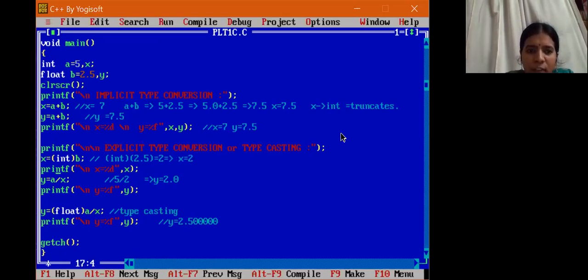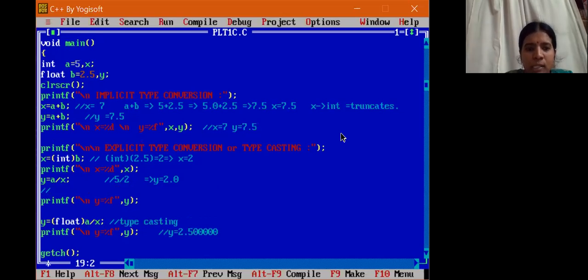So now we will move ahead and study what happens to y when we do this: a by x. What's the value of a? We just understood that the value of a is 5, and x just got the value 2. 5 by 2, dear friends, we want to put it in y. 5 by 2 is integer by integer. It's an integer arithmetic operation and the answer is always 2.